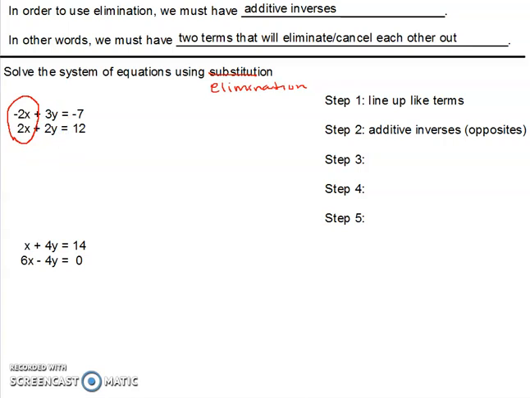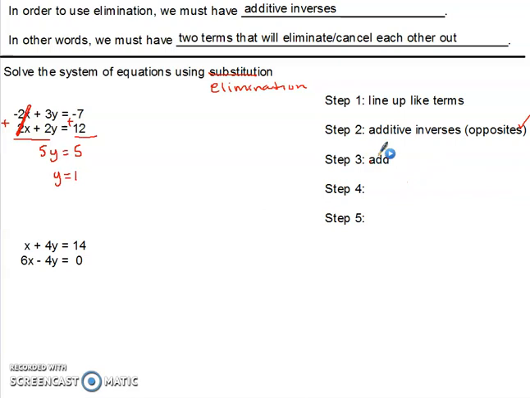So positive 2x and negative 2x are additive inverses. They are opposites. So step 2 is complete. So we move on to step 3, where we just add the left sides together and we add the right sides together. Negative 2x and positive 2x gives me no x's. 3y plus 2y is 5y. Negative 7 plus 12 gives me positive 5. So y is equal to 1. I'm not going to go all the way through and solve for x quite yet. I just want to get comfortable with this process first, but we will solve for x in our next one.